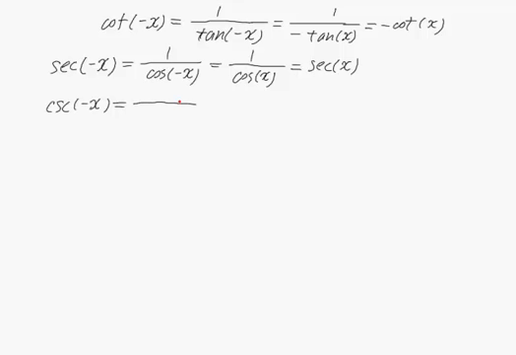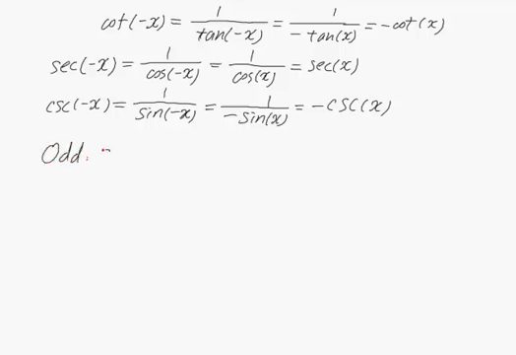And the cosecant, which is equal to 1 over sine of the negative x, and sine is an odd function, so this is equal to negative cosecant of x. So now we have these odd identities and even identities.